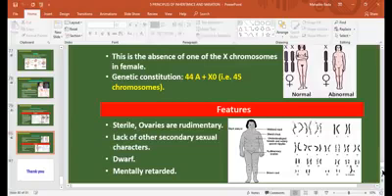The features are: the person will be sterile, ovaries are rudimentary, lack of other secondary characters, dwarfism, and these people are mentally retarded. Like this, some of the features of these people will be there. And again, these people are also sterile.